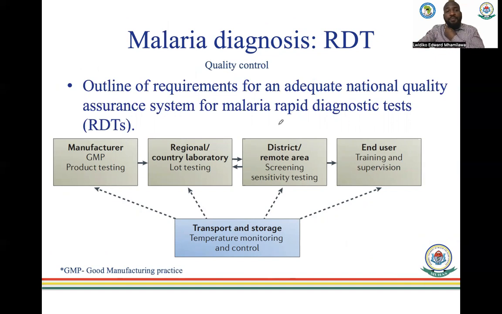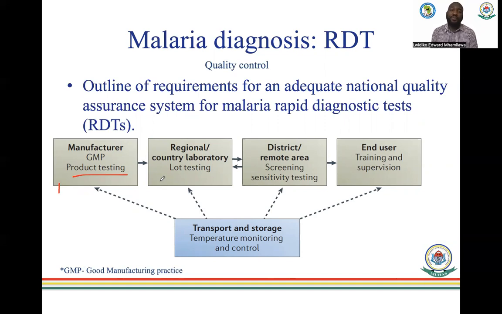tools, they have to come all the way from the manufacturer, right? So good manufacturing practices of the manufacturer are usually required, but then it's a bit tricky because they need to be designed to stay in a very hot environment, especially when it comes to transporting, and to stay a long time before they expire, and then they need to still be functional when they reach the end user.